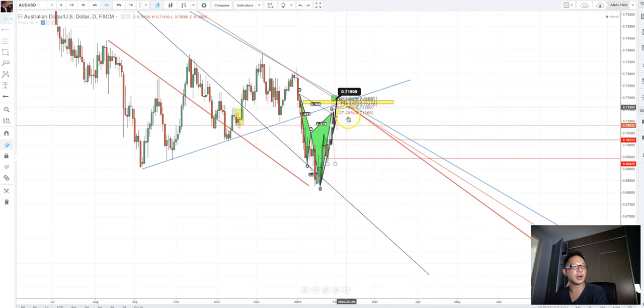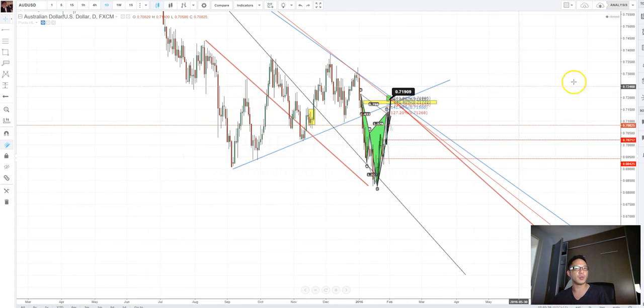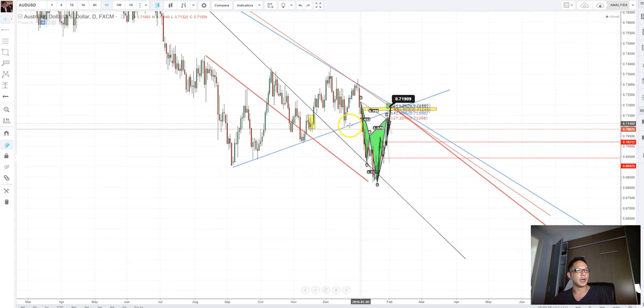Initially, I'd be looking for the 68 and a half as an initial target. But these things take days to play out, so it's not going to happen in one day. So that's the Aussie dollar.